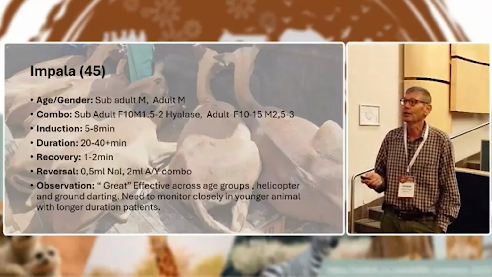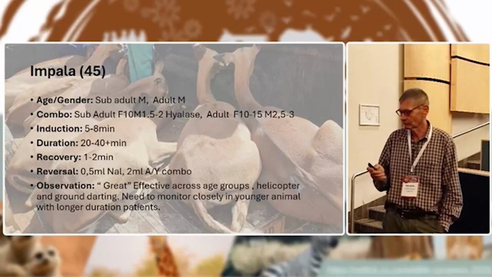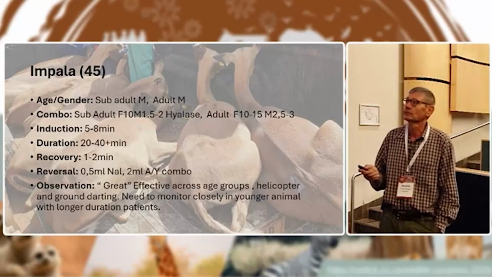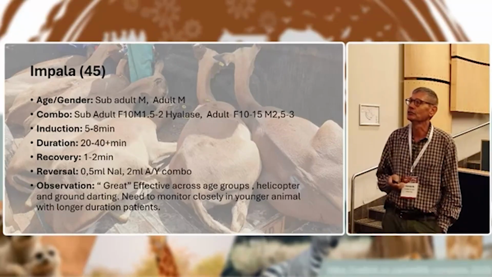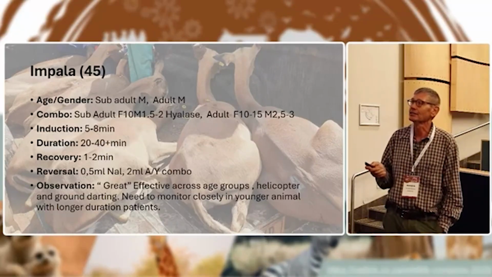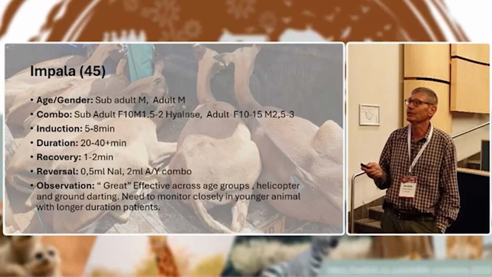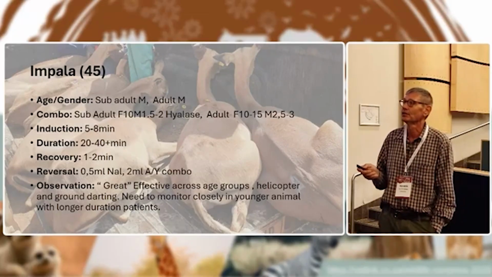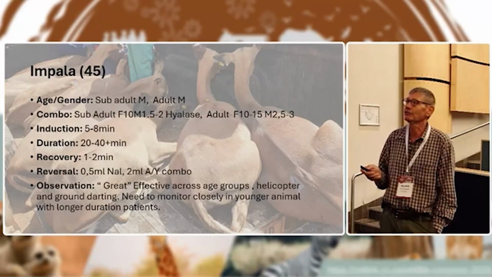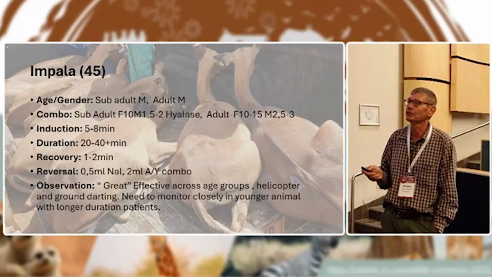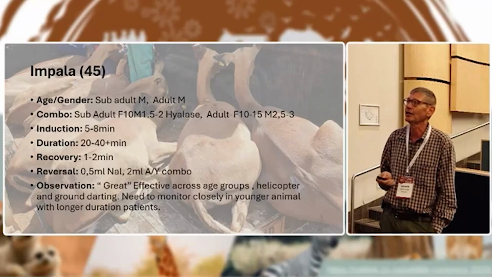So, impala. 10 fentanyl, 1.5 to 2 medetomidine. Hyalase in this instance from Tinus, who did all of these animals from the helicopter. So I added some hyalase. It was 10 fentanyl, 1.5 to 2 medetomidine, and then added hyalase.